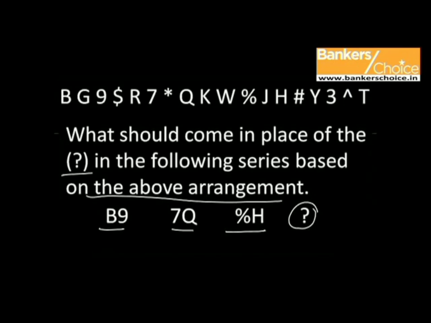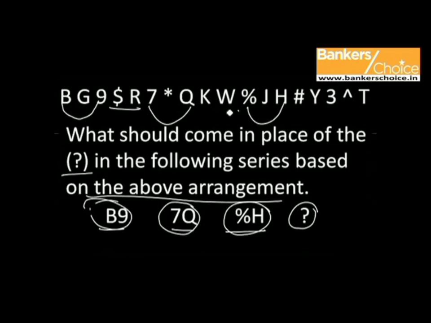To solve this question, we simply need to observe the position of the given elements in the given element series. If we take the first set of elements B9, we find that they are in this position. The second set of elements 7Q are here, and the third set percentage H is available here. And again, if you see, the difference between any two sets is 2 elements. So very clearly I can say that the question mark should be replaced by 3T.